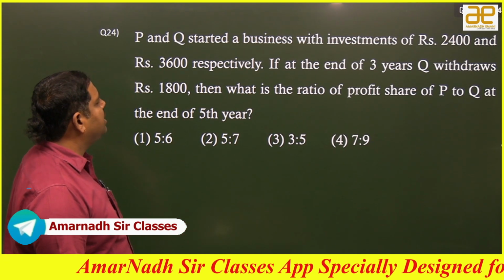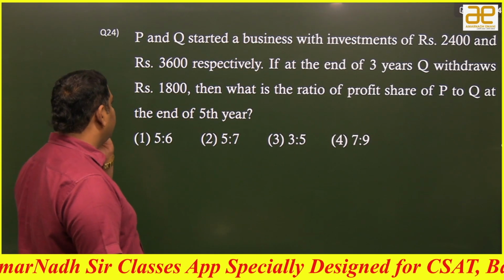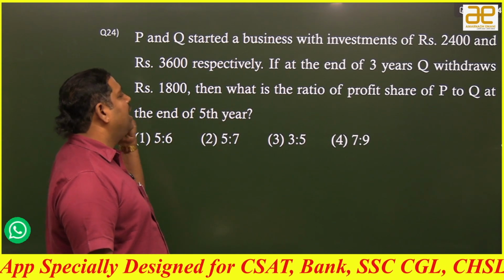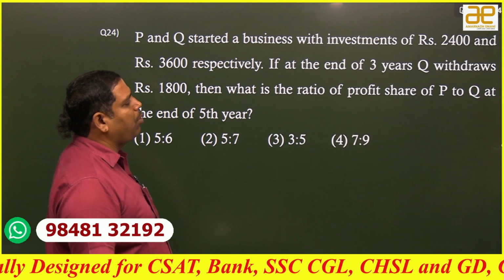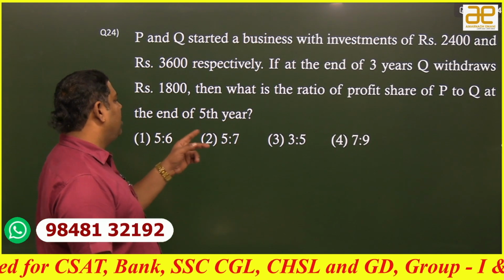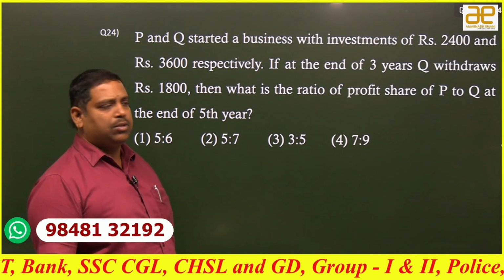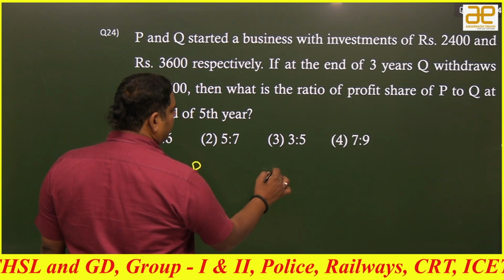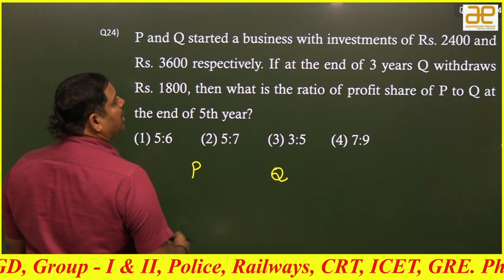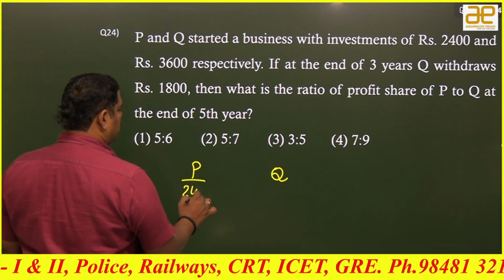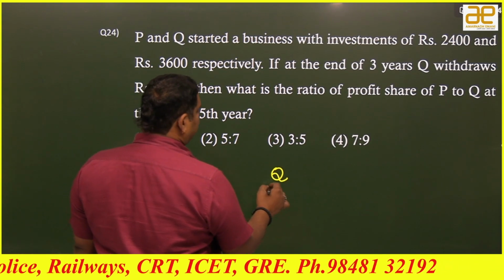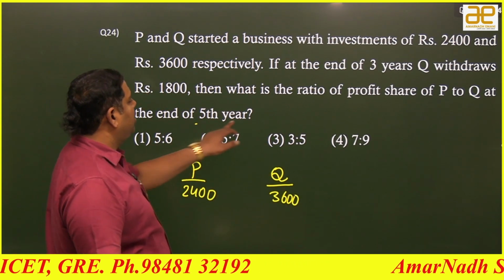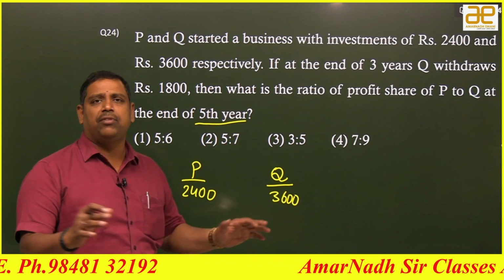P and Q started a business with investments of 2,400 and 3,600 respectively. If at the end of 3 years, Q withdraws 1,800, then what is the ratio of the profit shares of P to Q at the end of the 5th year? So if you observe, P and Q started the business. P invested 2,400, whereas Q invested 3,600. So the business went on for, at the end of the 5th year he is asking, means the business ran for 5 years.